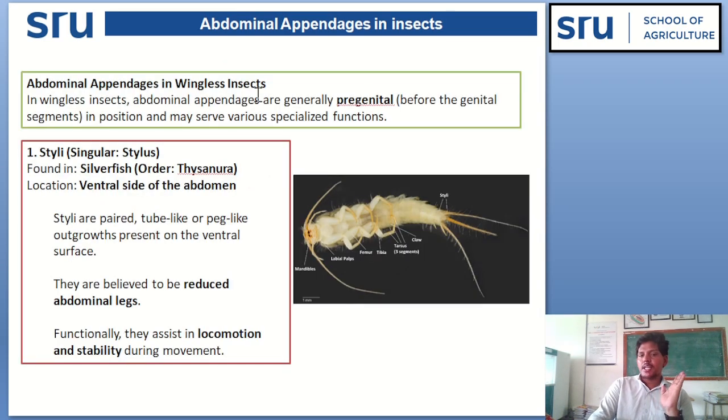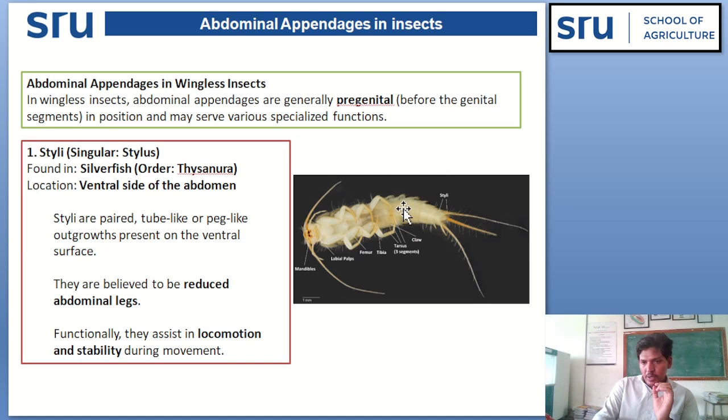So, abdominal appendages in wingless insects. In wingless insects, abdominal appendages are generally pregenital, meaning they are present before the genital segment, and they perform various functions. Let's see their functions one by one. The first abdominal appendage in wingless insects is the styli. See here, styli are found in the silverfish. This is the image of a silverfish. The styli are on the ventral side of the abdomen. These are the styli. Styli are paired, tube-like or peg-like outgrowths.